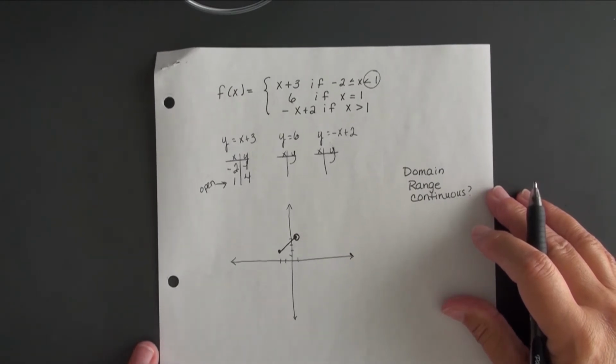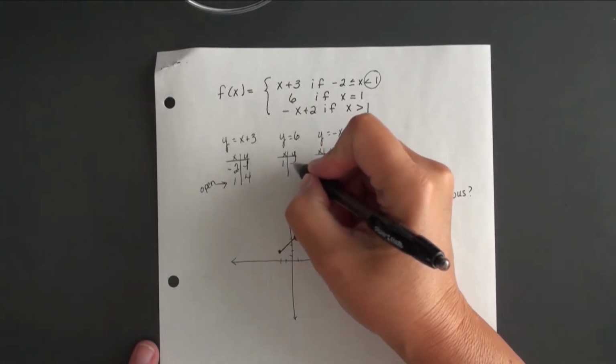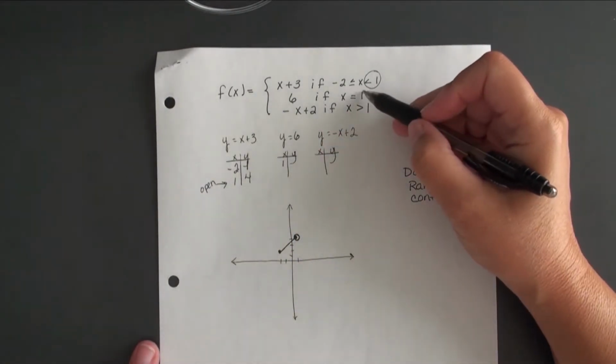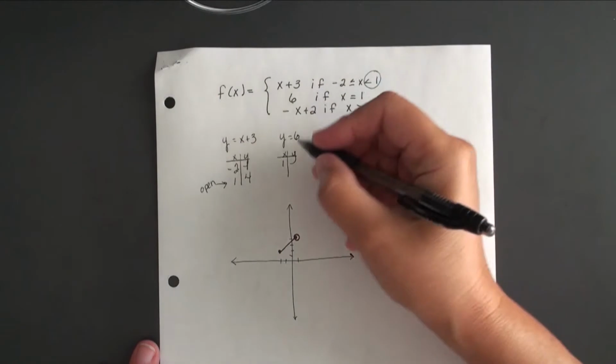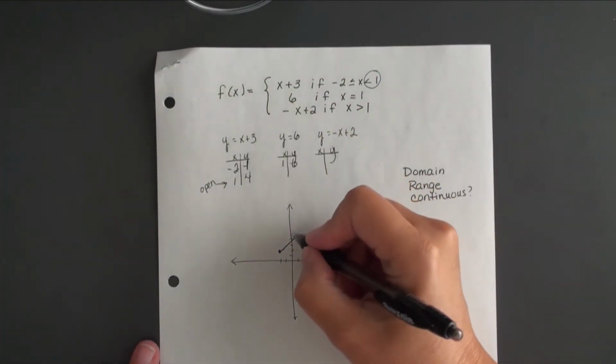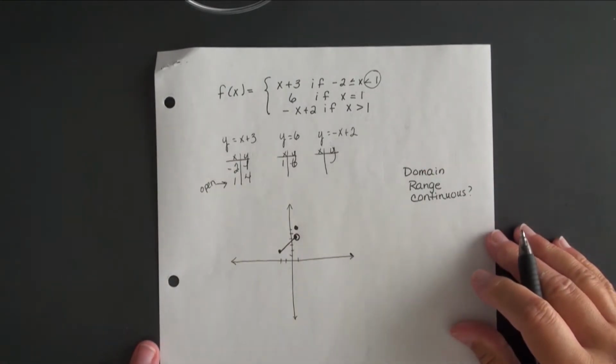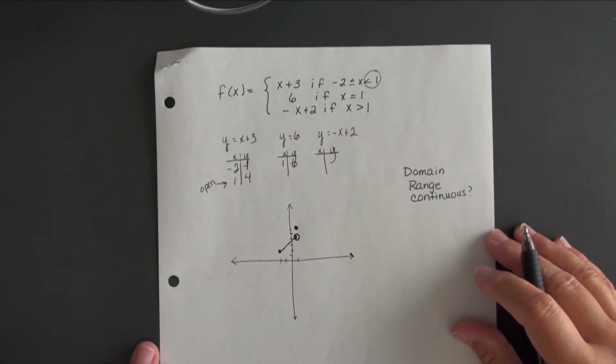Now for y equals 6, we only have one x value that we can use, x equals 1, and we know y equals 6. So I'm going to just plot the point 1, 6. That's all I'll do for that middle portion.